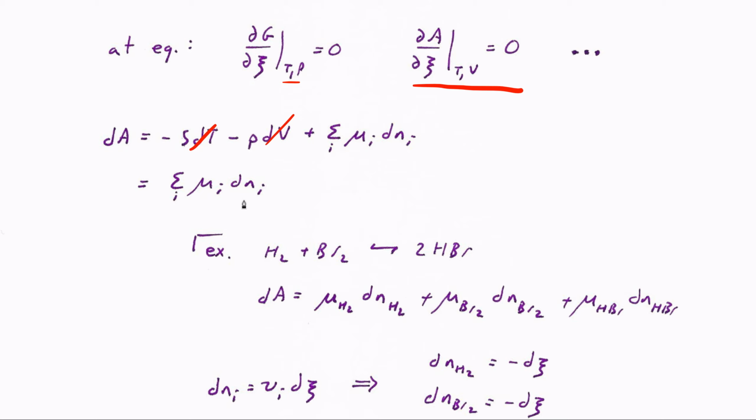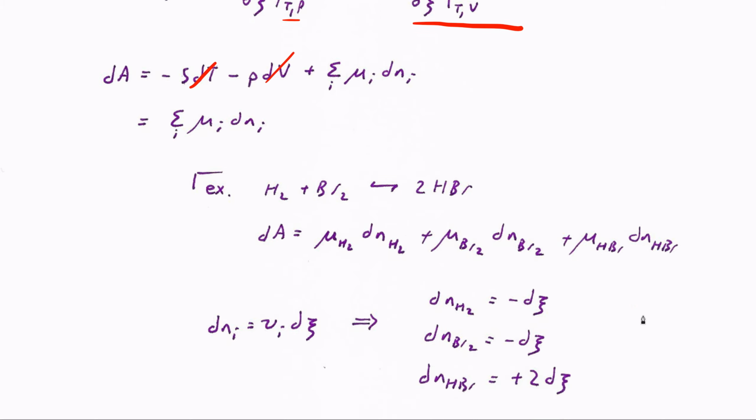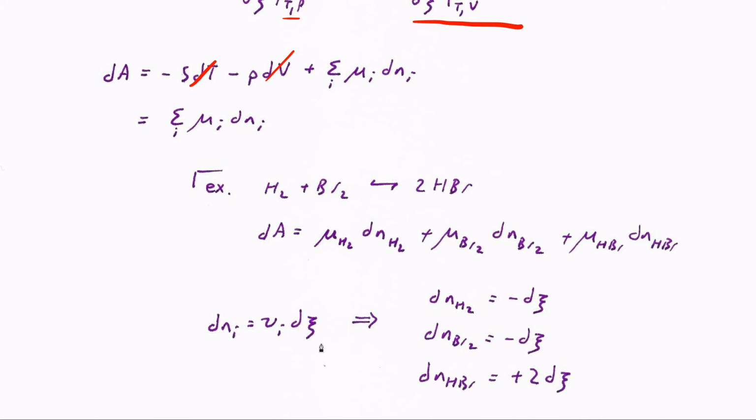If I write those down for each of the species in the reaction, that means the chemical potential of H2 times dn, the change in number of moles of H2, plus the chemical potential of Br2 times the change in moles of Br2, and the chemical potential of HBr times the change in moles of HBr. We also have learned, with the introduction of this notation for extent of reaction, that the change in moles of any species is some stoichiometric coefficient multiplied by the change in the extent of reaction. And remember that our stoichiometric coefficient is negative for reactants and positive for products.